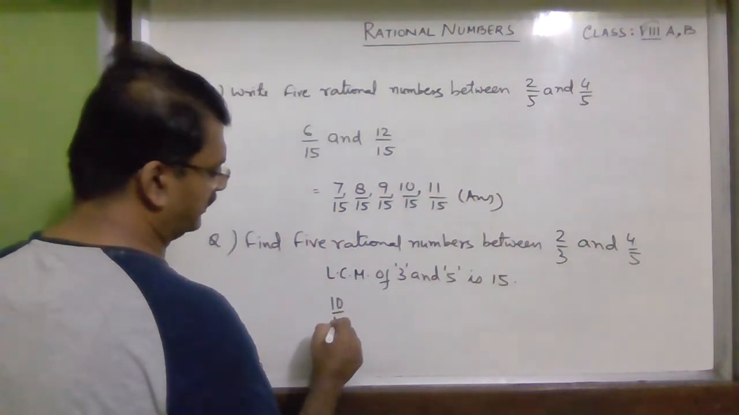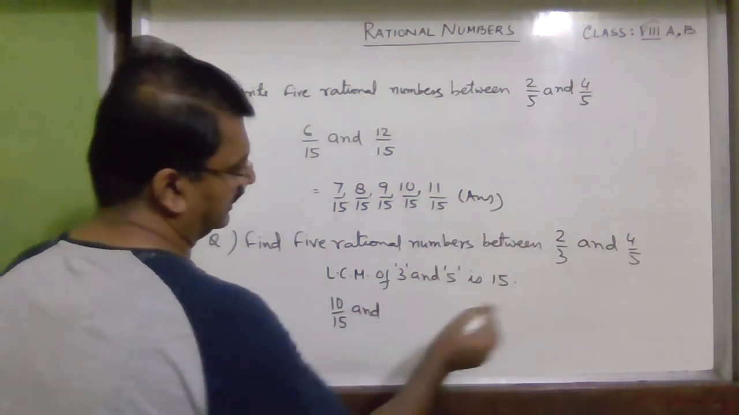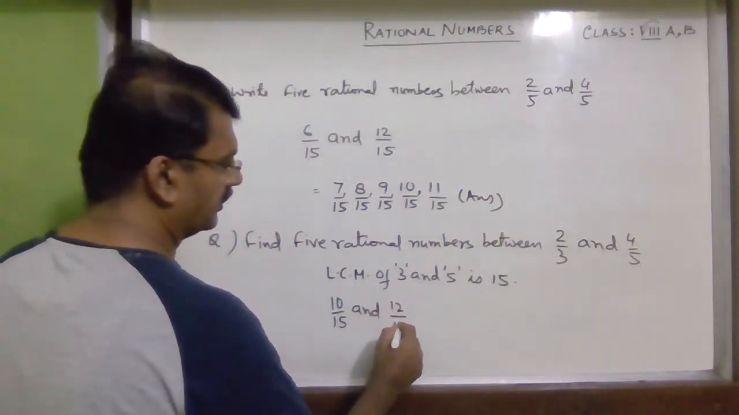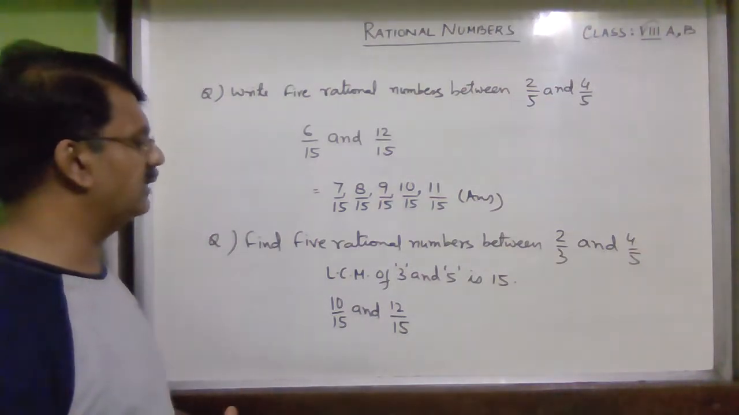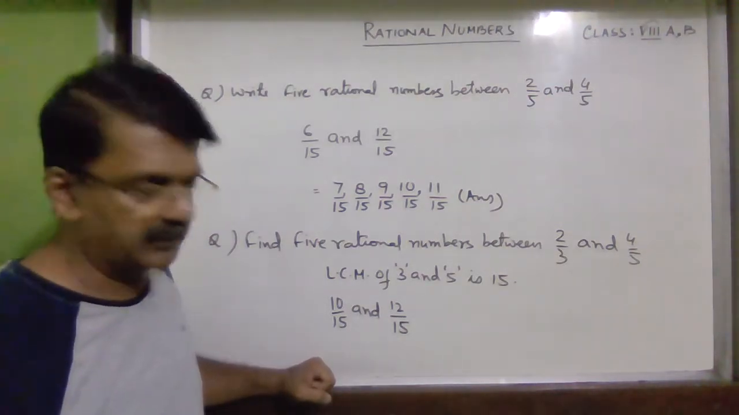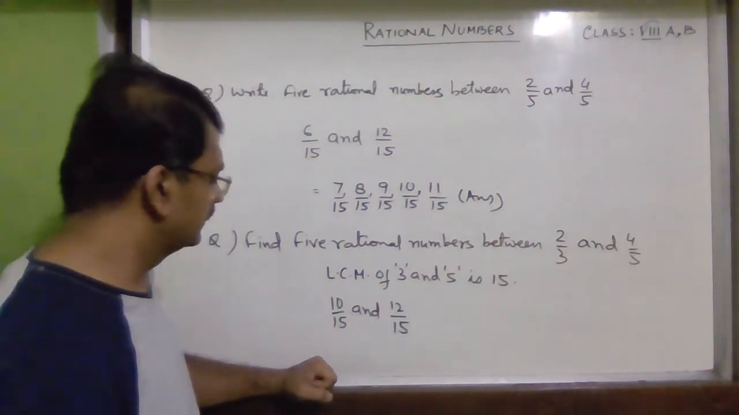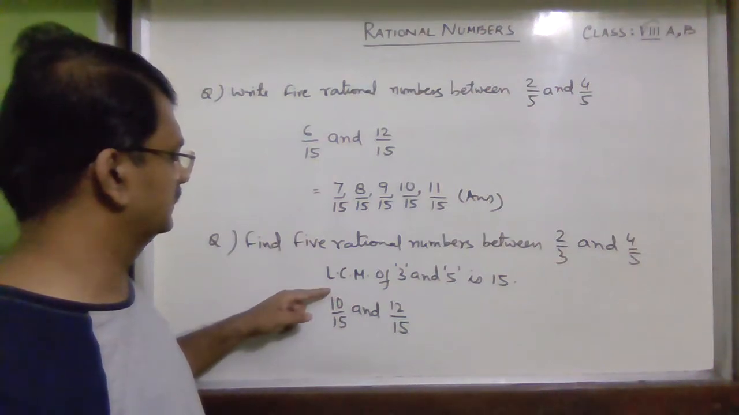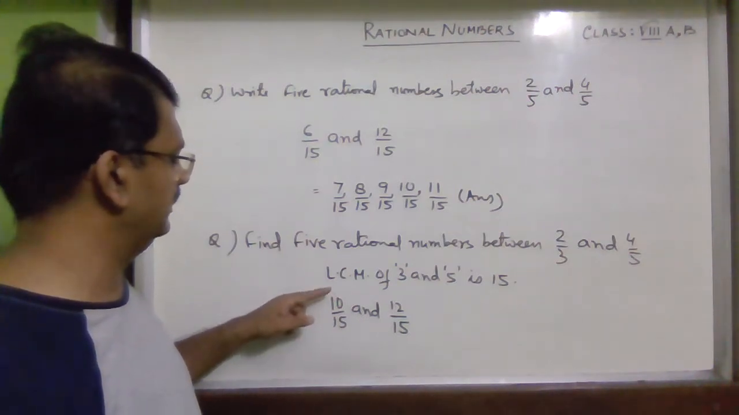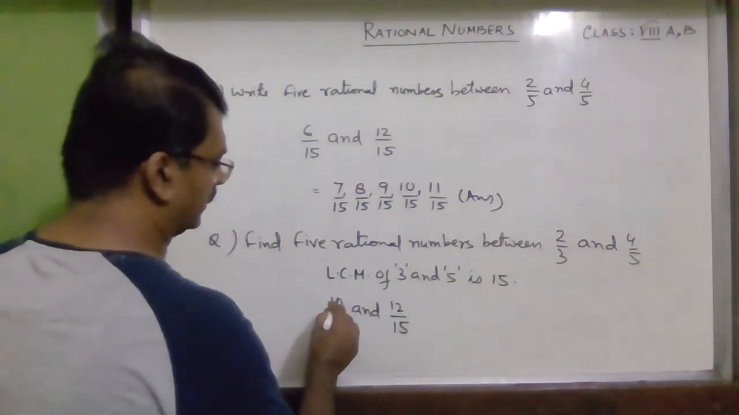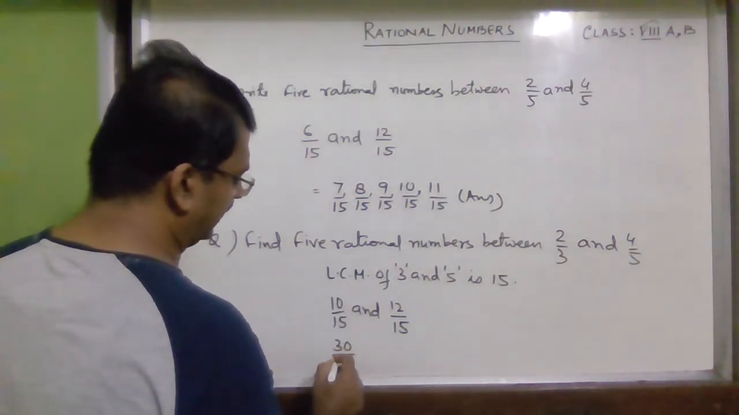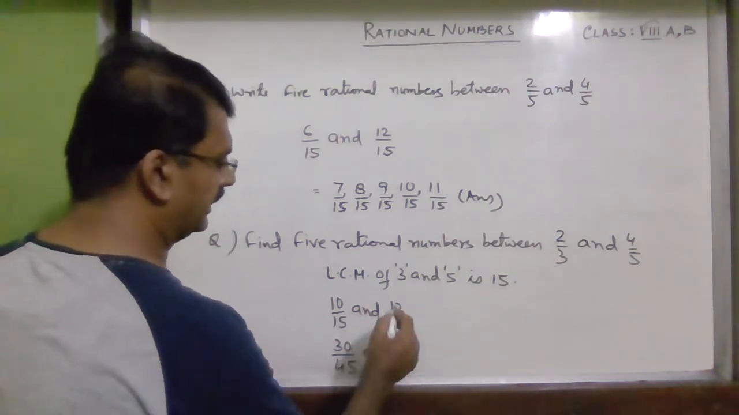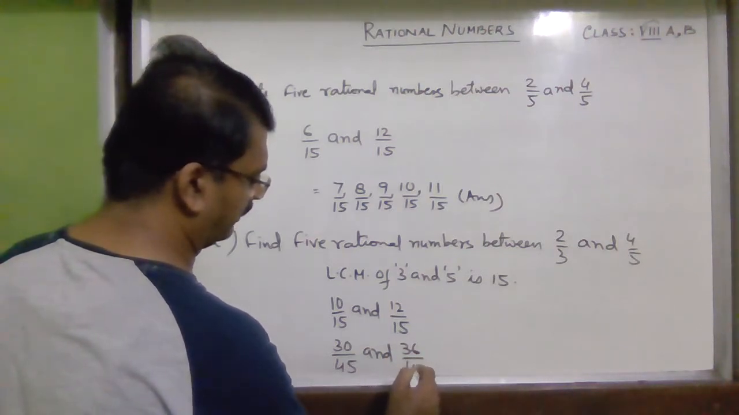So it is 10 by 15. And here also you multiply it by 3. So 12 by 15. But between 10 and 12 we cannot write 5 numbers, 5 integers. So what we do? We multiply first fraction, both numerator and denominator, by 3. So 10 into 3, 30, 15 into 3, 45. And here also multiplied by 3, 36 upon 45.